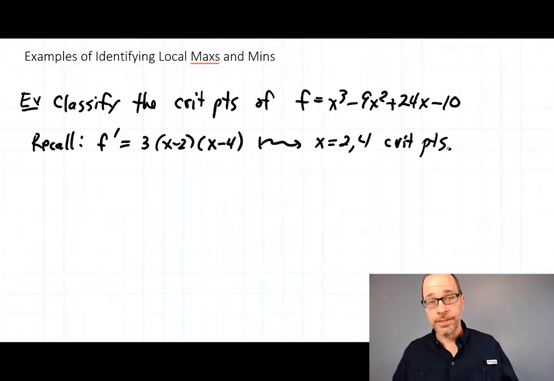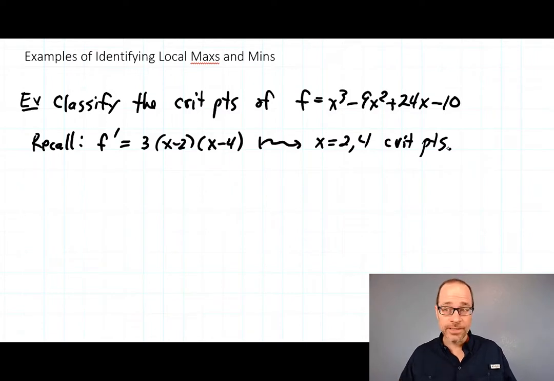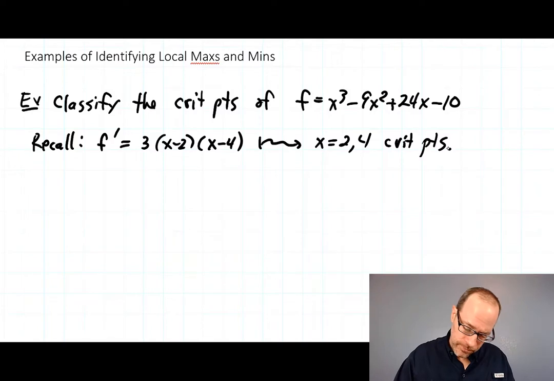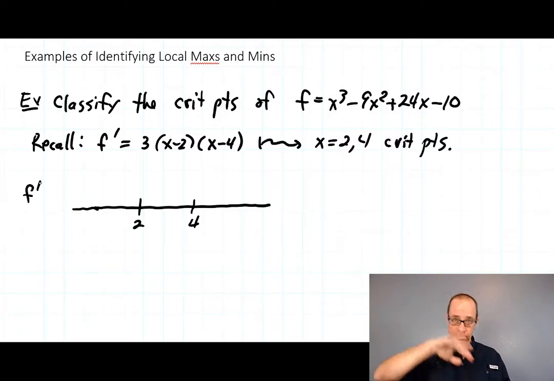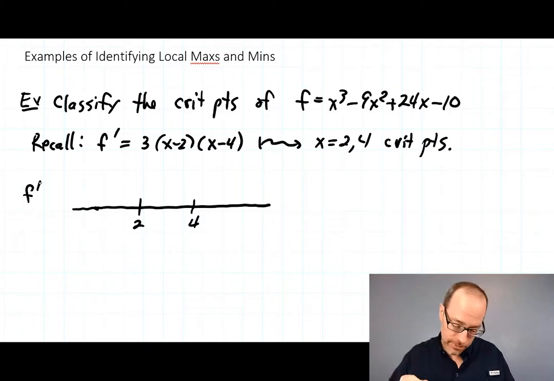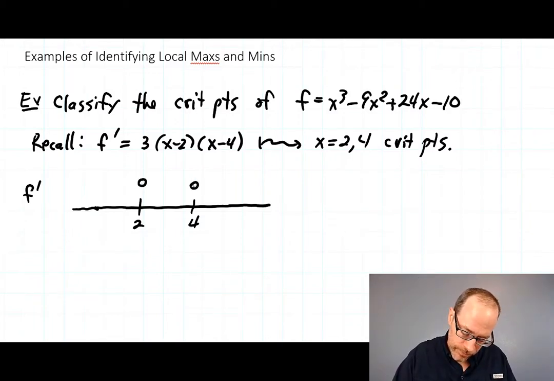And now the question is, are they local maxes, local mins, or neither? That is, the saddle points. So the trick was to look at the way the derivative behaved. So 2 was a critical point, 4 was a critical point, and we care about the sign of the derivative, whether it's positive, meaning the function's going up, or negative, meaning the function's going down. So here's where the derivative was 0.